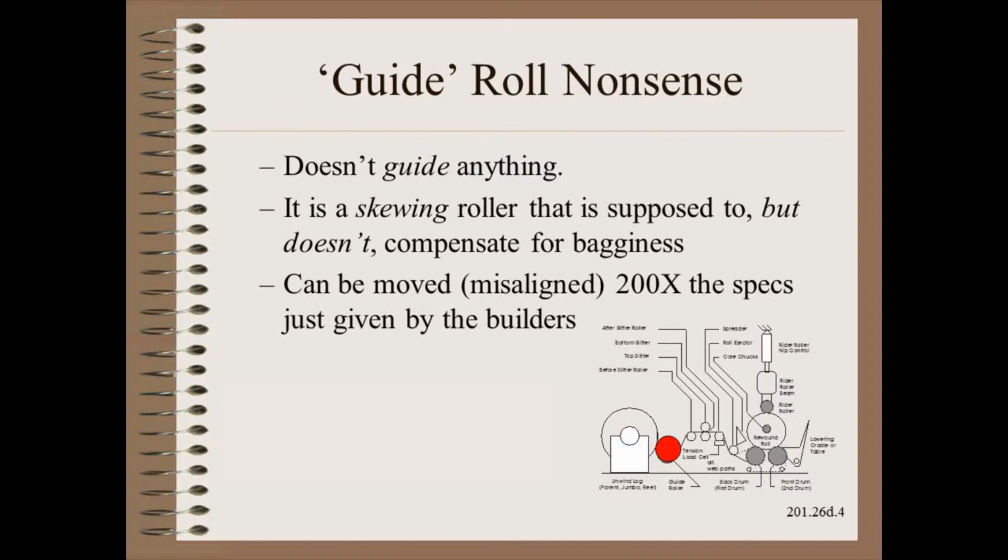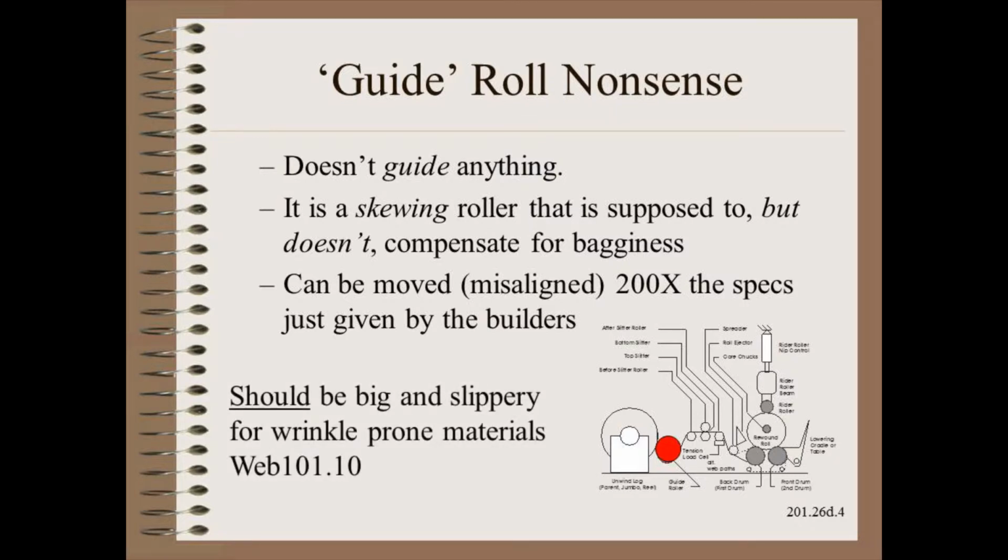Nowhere can you see the clear nonsense of historical alignment guidelines more clearly than the so-called guide roller. Besides the fact that it doesn't guide anything, and that the skewing that it does do does not compensate for real bagginess, there is something much more disturbing. That is, the operator can move or misalign this roller 200 times the amount that the builders allow for rollers just upstream and downstream.